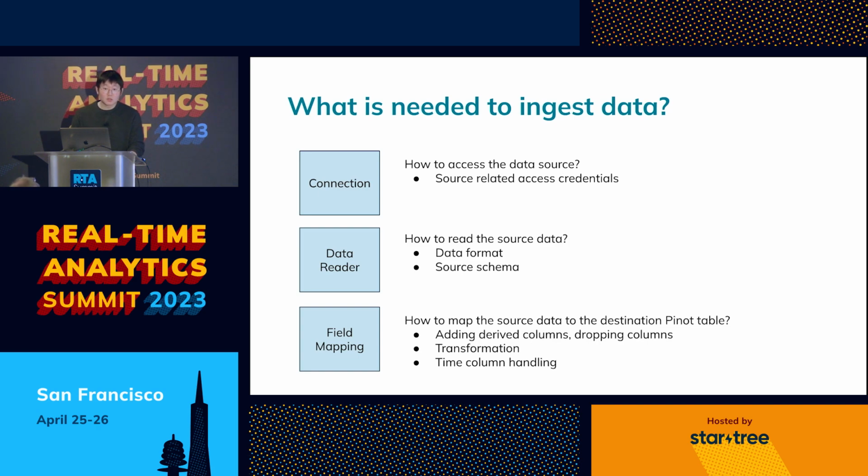And then the last piece of the input will be the field mapping. So this is about how to map the source data to the destination Pinot table. So sometimes people may want to add some derived columns. They may want to drop some columns, or they may want to apply some transformation functions, or they want to make some changes for their time columns.